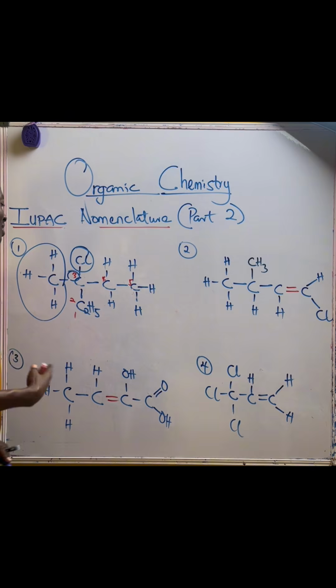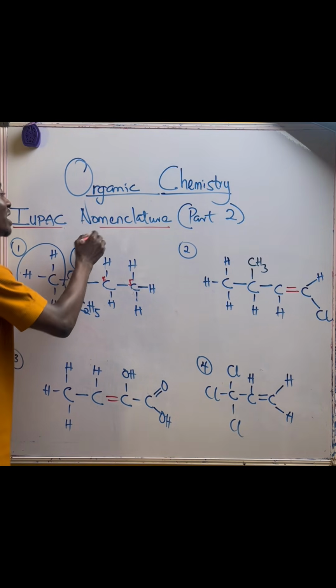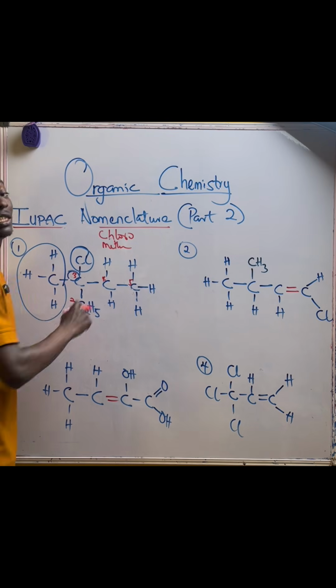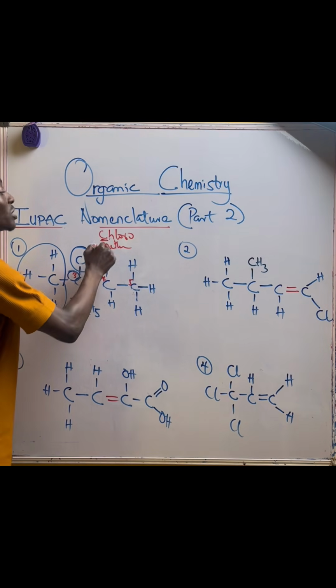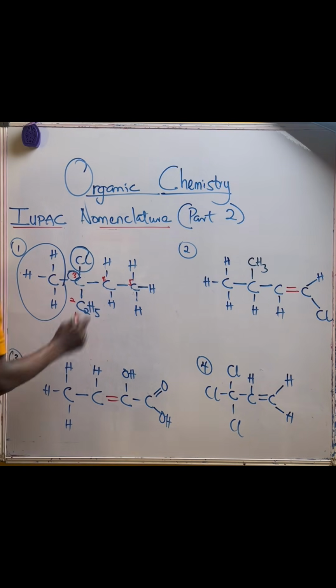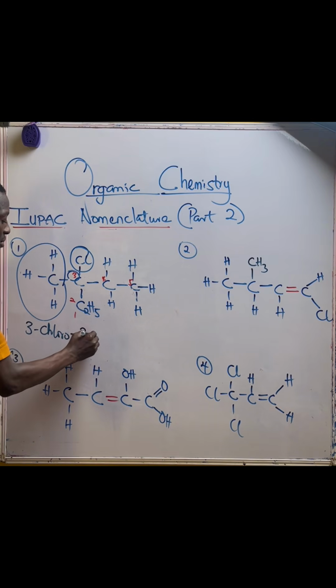Another reason, apart from that priority, is that if you write the name, chloro and methyl, you observe that in alphabetical order, chloro comes before methyl. Hence, I'm going to write chloro first. So in that sense, what am I going to have? I'm going to have the name to be 3-chloro. 3-chloro, right? Then what am I having next? 3-methyl.